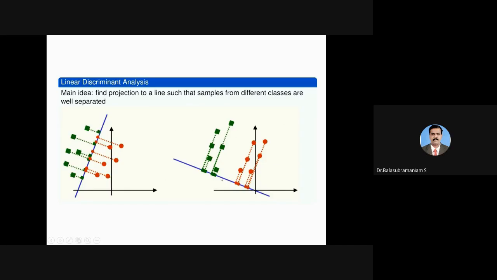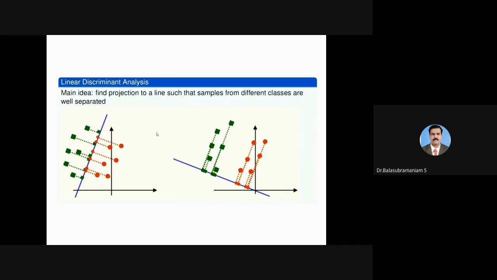But what is the difference between LDA and PCA? LDA is a supervised learning method, supervised dimensionality reduction. But PCA is unsupervised learning. What is the meaning of supervised and unsupervised? In supervised, we know the label of the data. This data belongs to a particular class, and this data belongs to another particular class. But in unsupervised, we don't know the label of the data. So PCA is an unsupervised one.